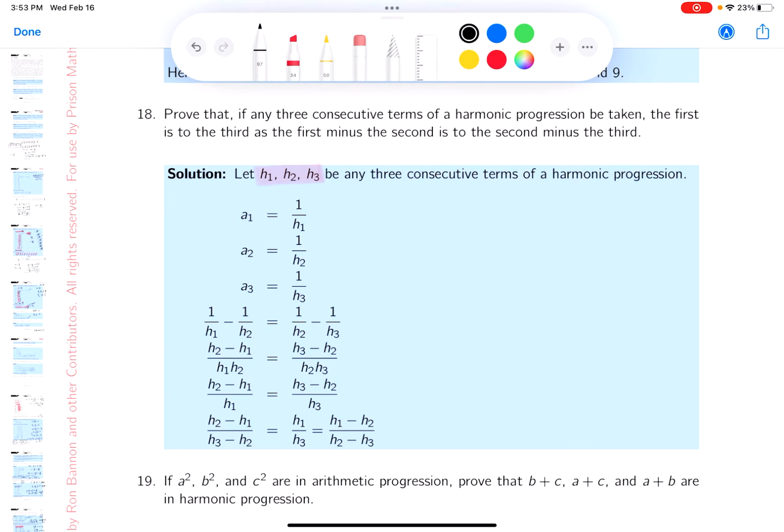Now, I got to be honest with you. Sometimes reading these things, you have to read a couple times. So prove that if any three consecutive terms of a harmonic progression be taken, the first is to the third. I'll write this over here. The first is to the third, as, well, this is going to be a tough part. The first is to the third as the first minus the second is to the second minus the third.